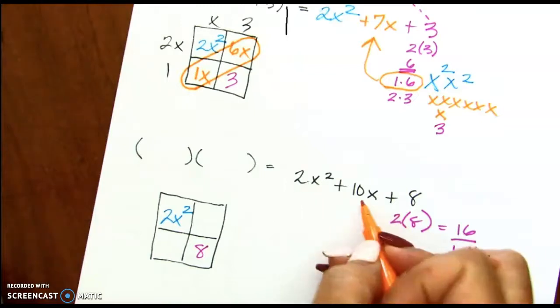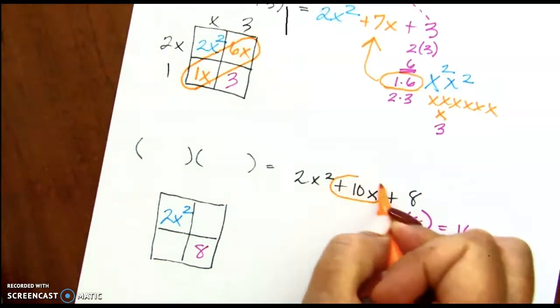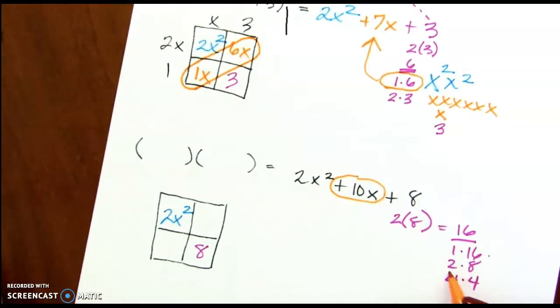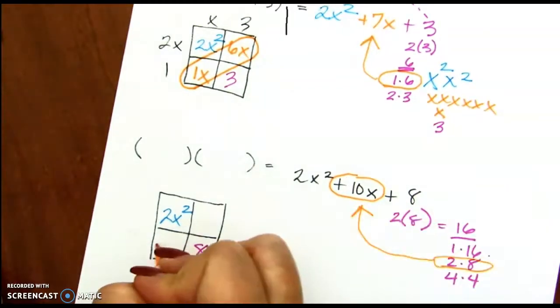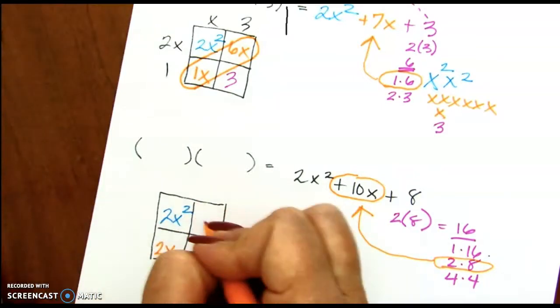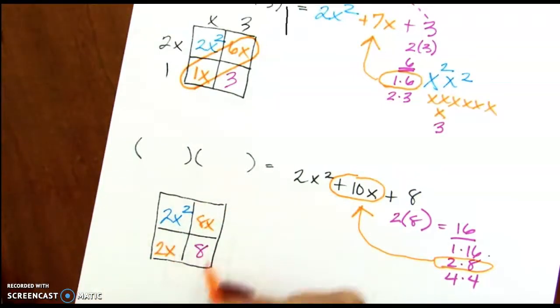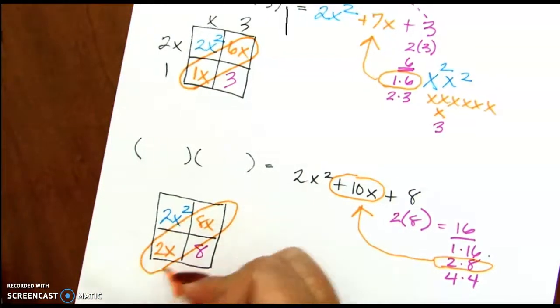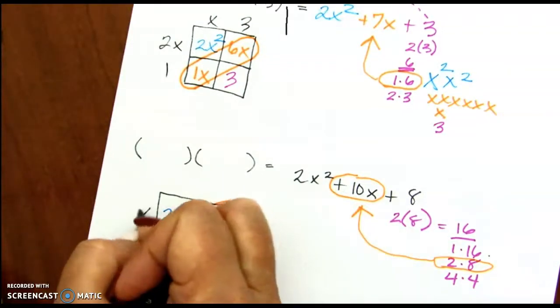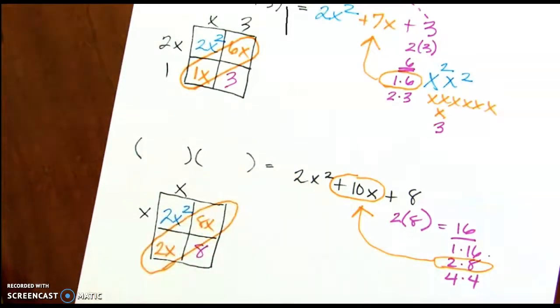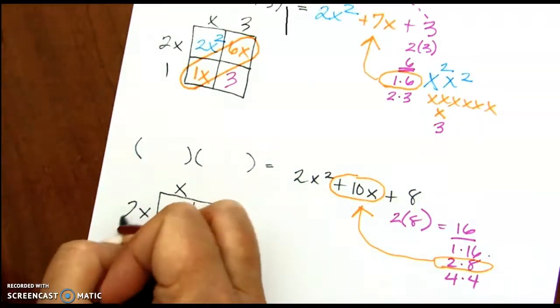In order to get 10 x's, I need to use the 2 and the 8. So 2x and 8x combine to make 10x. So instead of it being just an x and an x, it's going to be 2 x's, just like above.